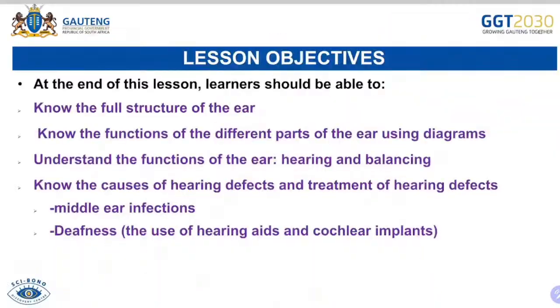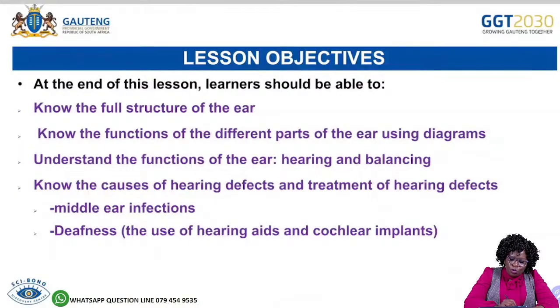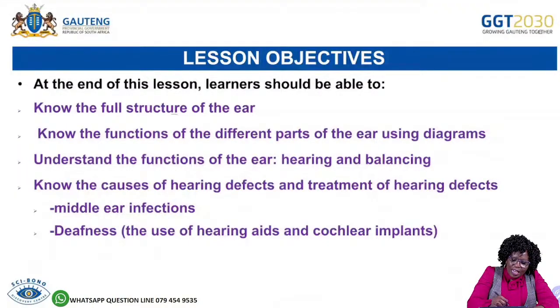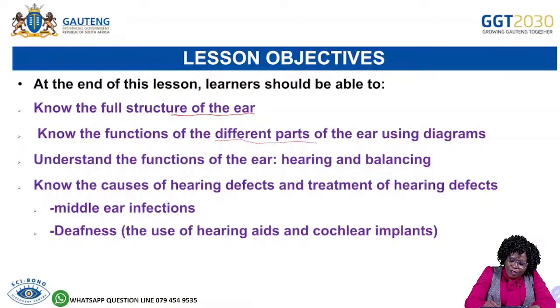Today, we are going to look at the ear. And let us just look at some of our lesson objectives. At the end of the lesson, our learners should be able to know the full structure of the ear. So the whole structure of the ear, you must be able to know that. And they must also be able to know the functions. We're looking at the functions of different parts of the ear using diagrams.